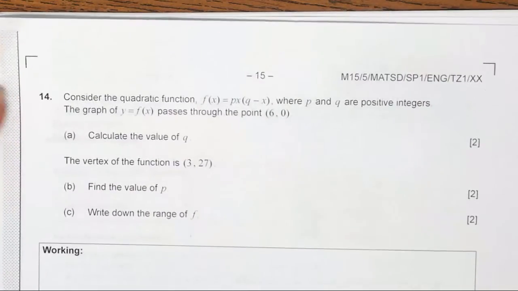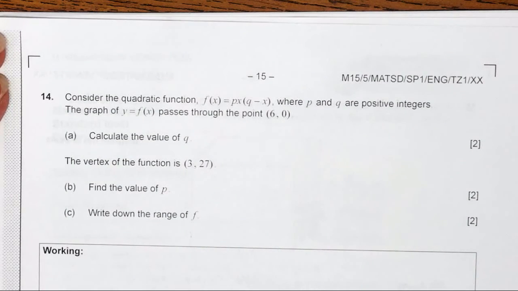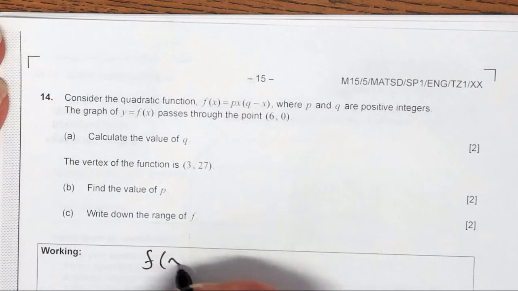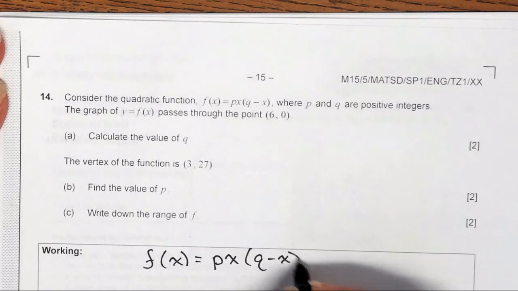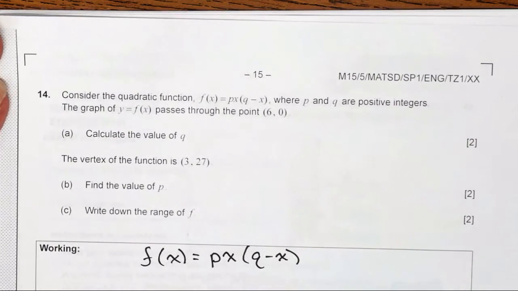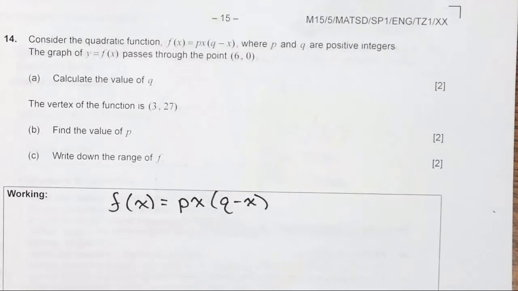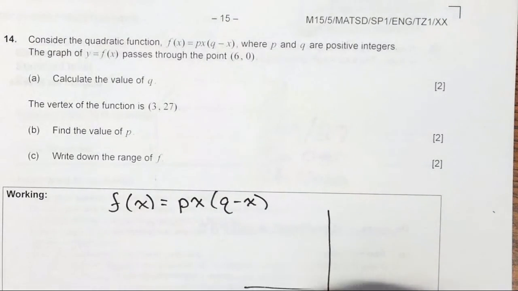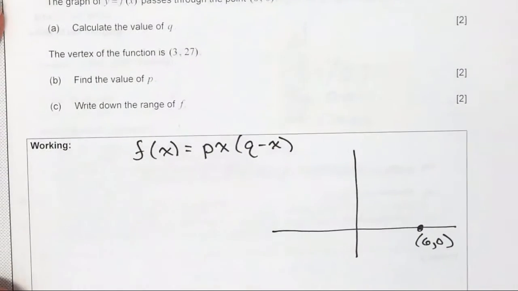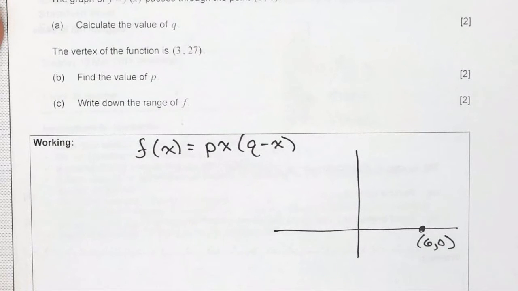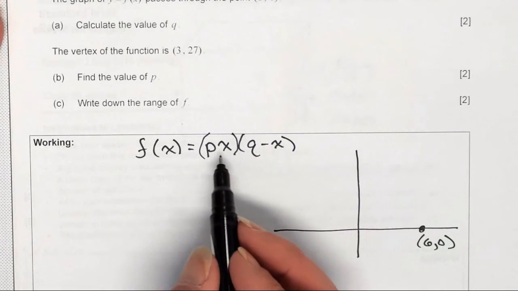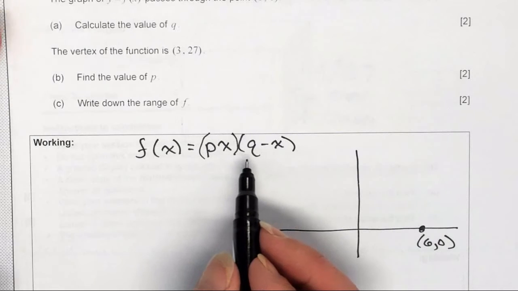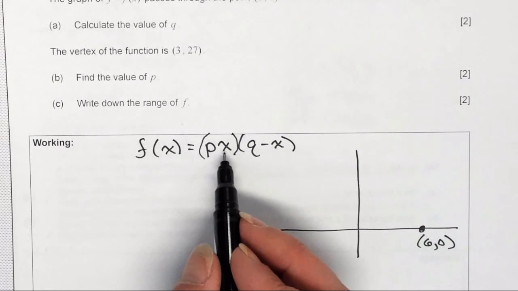14 has a quadratic function. It says that the graph passes through the point (6, 0). That's an x-intercept, right? Okay. Let me put this one also in parentheses. These are factors. Do you remember that you could take a factor and set it equal to 0 to find x-intercepts?